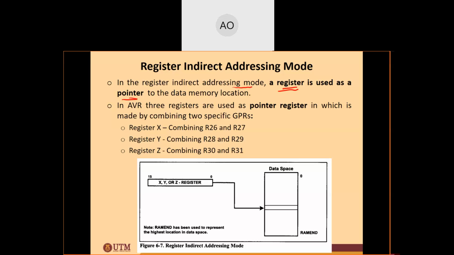In AVR, there are three registers used as pointer registers, each made by combining two specific GPRs. So we already know that we have three pointer registers, which are pointer registers X, Y, and Z. Since X, Y, and Z are 16 bits wide, you need to combine two GPRs. Register X is a combination of R26 and R27, Y is R28 and R29, and Z is a combination of R30 and R31.